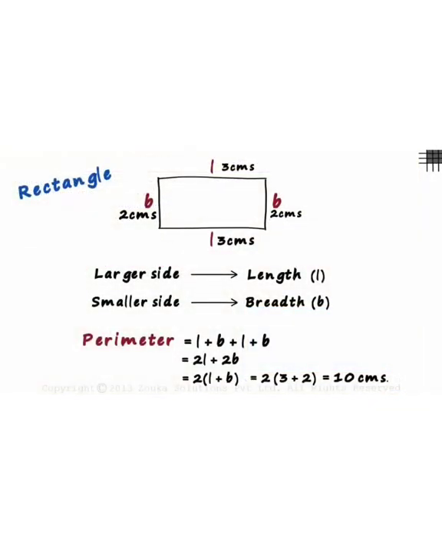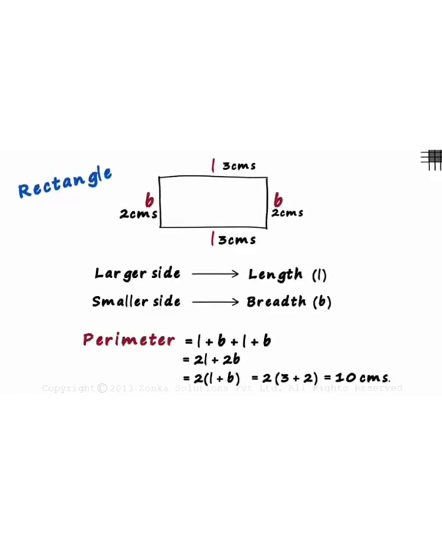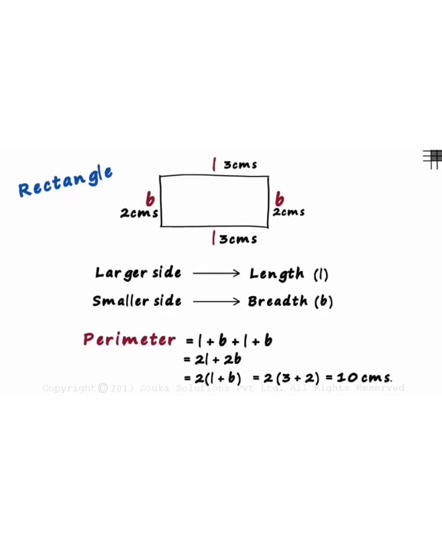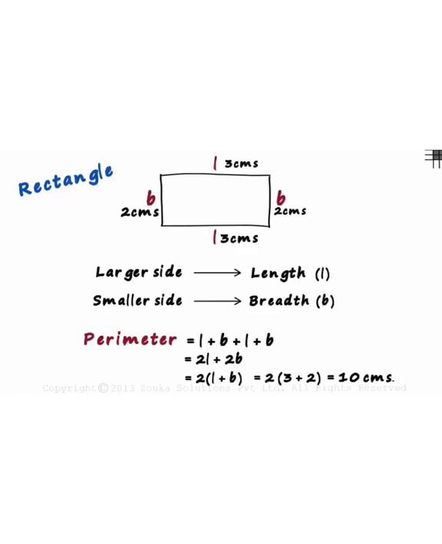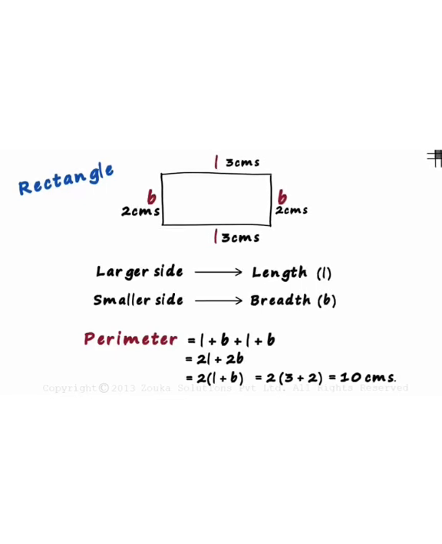For better understanding, observe this slide. The larger side is your length and the smaller side is your breadth. And the perimeter of a rectangle is equal to L plus B plus L plus B, as we know that opposite sides of a rectangle are equal in length. So 2L plus 2B is equal to 2 in bracket L plus B.